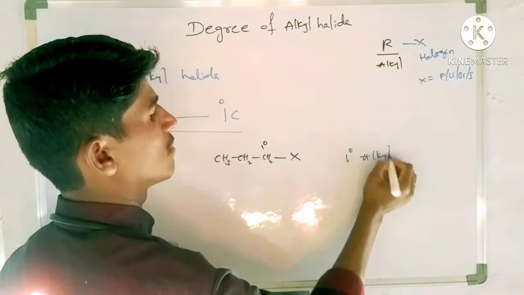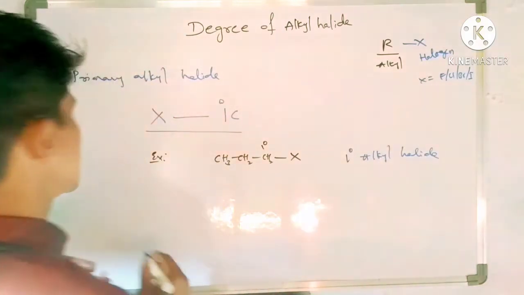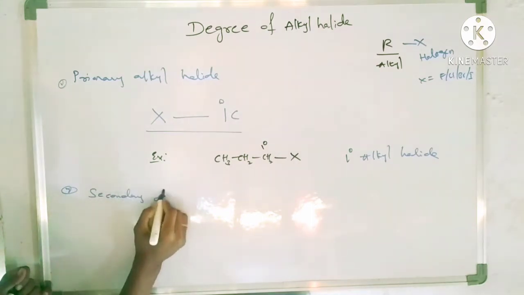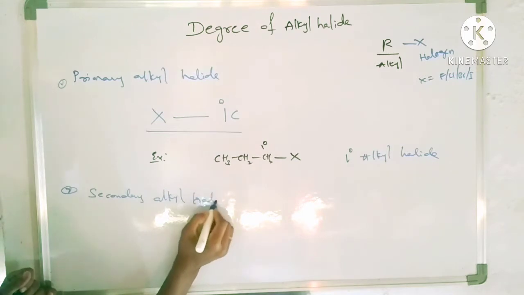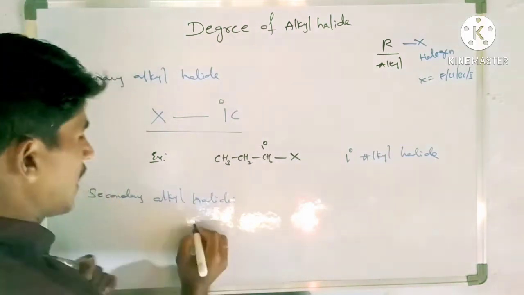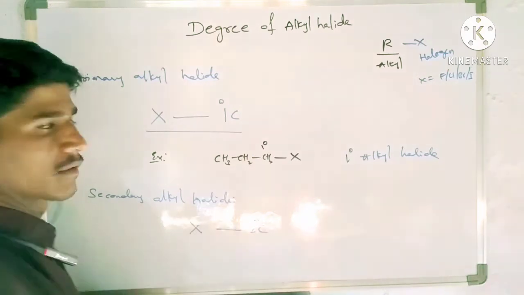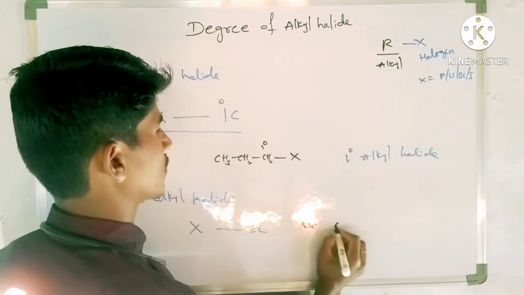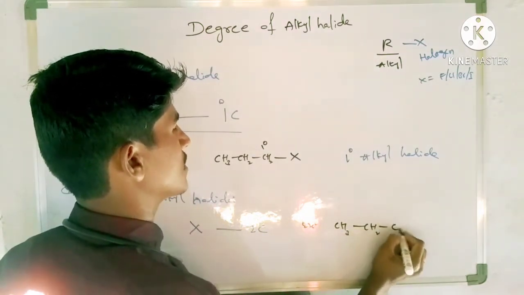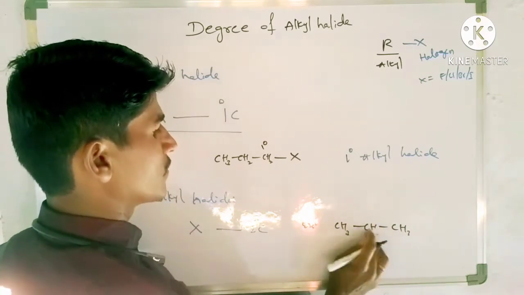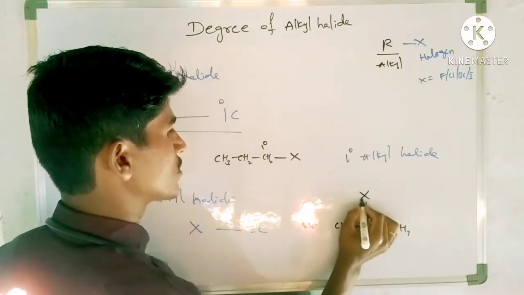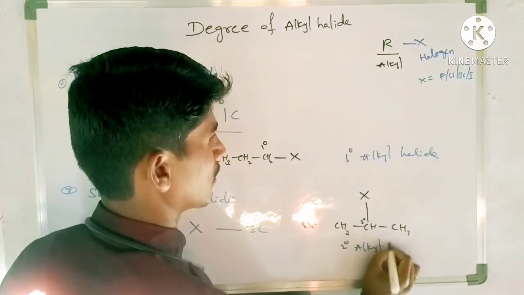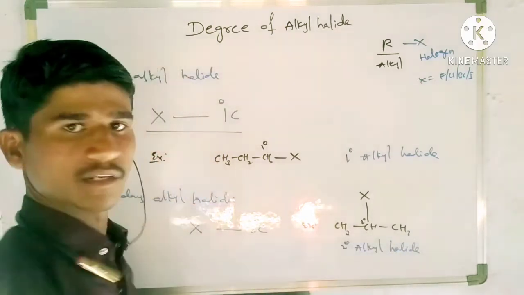The second one is secondary alkyl halide. When the halogen is attached to the secondary carbon, it is known as secondary alkyl halide. For example, consider CH3, CH2, CH3. Here this is the secondary carbon. If a halogen group is attached to this, it is known as secondary alkyl halide.